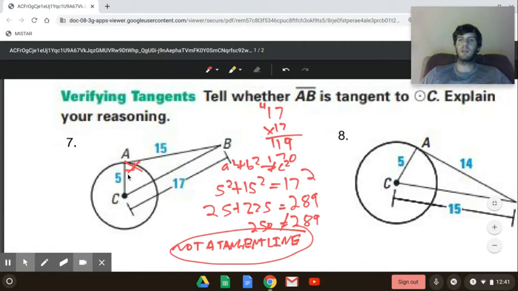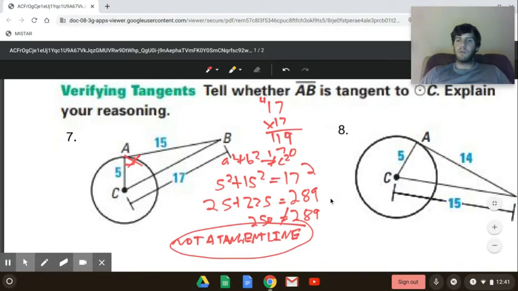We know it's not a right triangle because a squared plus b squared does not equal c squared. 5 squared plus 15 squared does not equal 17 squared. Okay, 8, you do the same thing. If 5 squared plus 14 squared equals 15 squared, then it's a right triangle. So it is a tangent line because you have a right angle and they're perpendicular. If a squared plus b squared does not equal c squared, then it's not a right triangle, so you don't have a right angle. So the radius and the line aren't perpendicular, which means the line is not a tangent line.